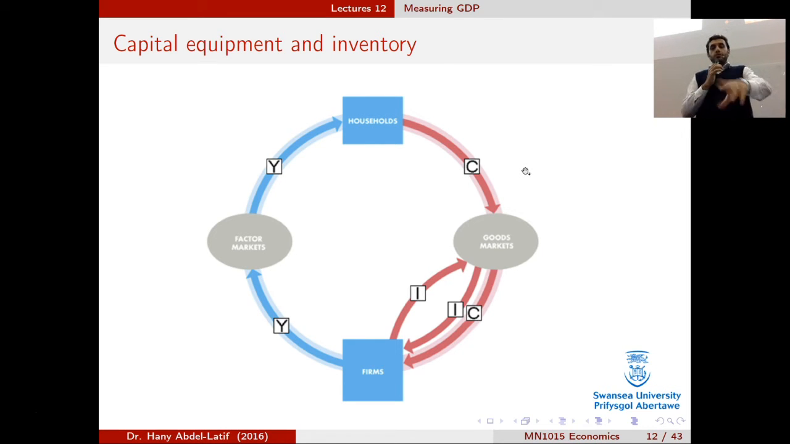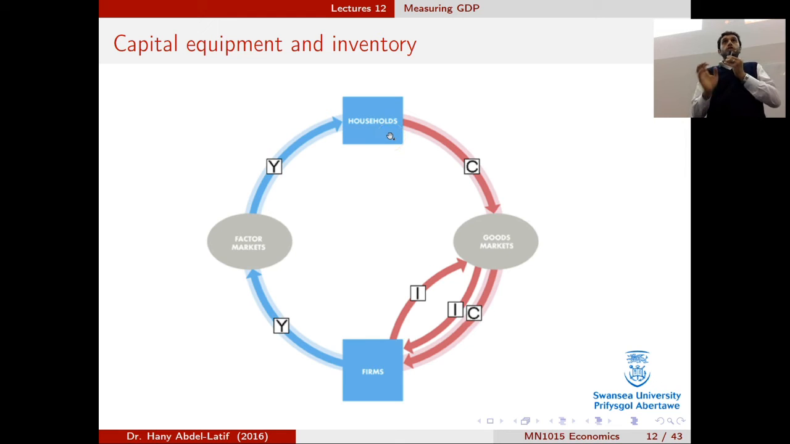In this case, as I said, households spend on consumption and firms spend on investment. So that means if we look at the left side, the blue one, this is the output, so these are goods and services. This should equal the spending on consumption plus the spending on investment. The spending on consumption comes from households, and investment expenditure comes from firms. So this red should equal what we have in this blue.